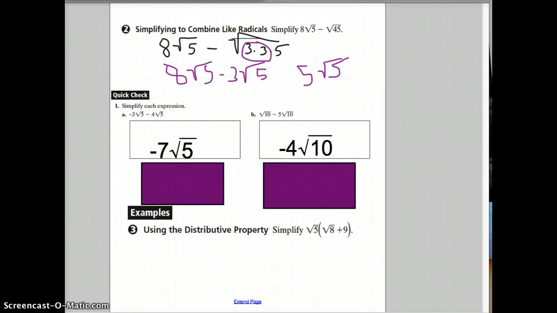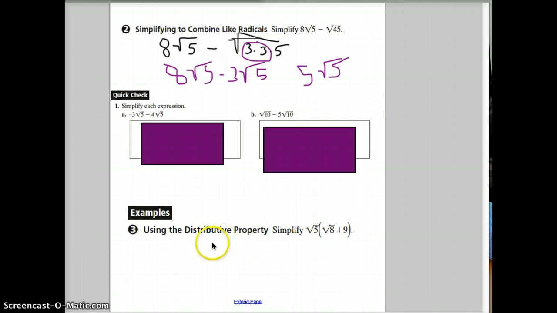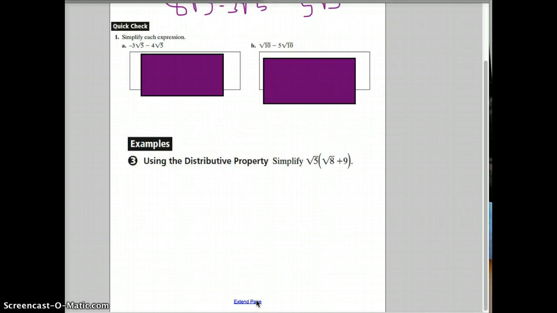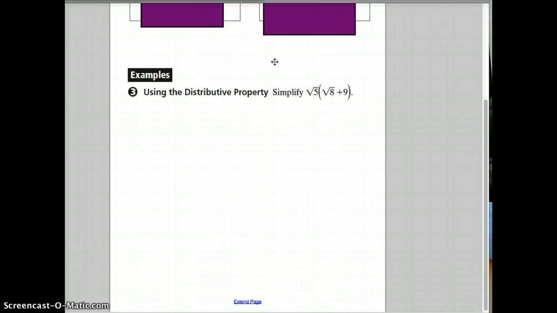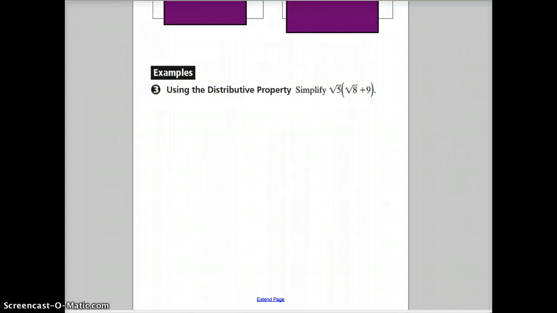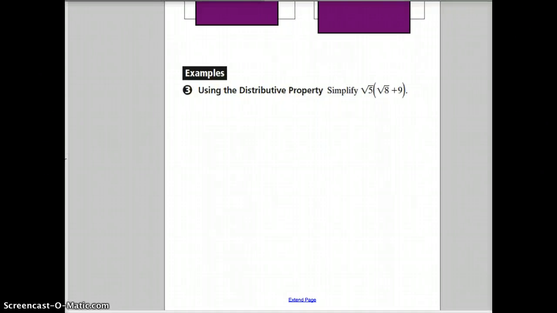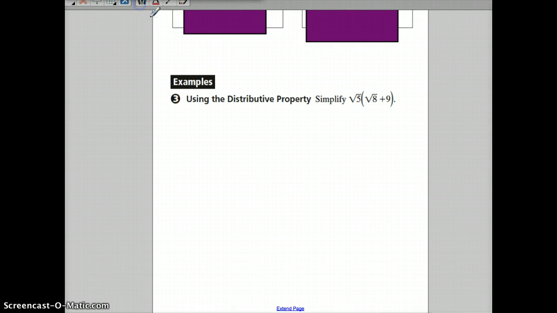So now let's look at using the distributive property. And again, none of these rules are any different just because we have radicals. So we want to make sure that we're following anything that we would if these were numbers or variables. In this case, we have to distribute in order to get a simplified product. So we take the root 5 and multiply it by root 8, and 5 times 8 is 40. So we get the square root of 40, plus 9 times root 5 is 9 root 5.